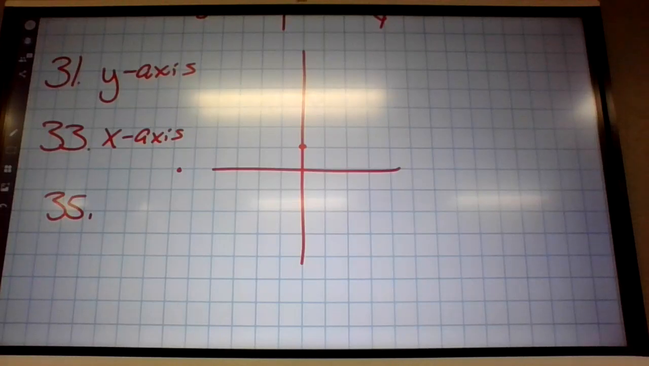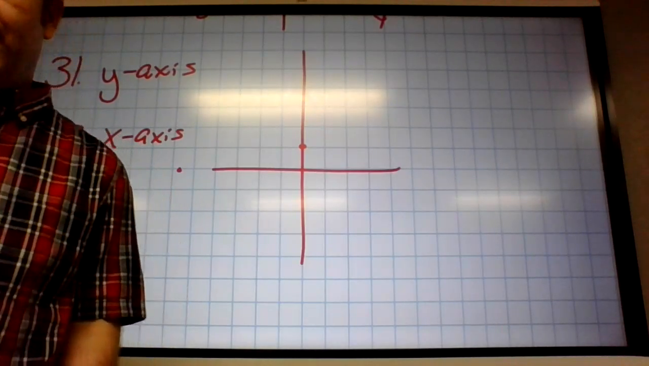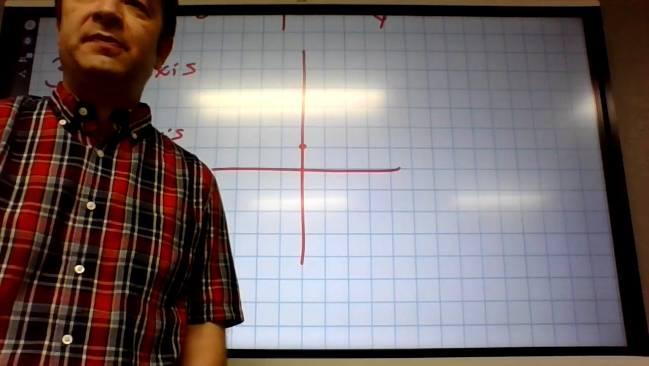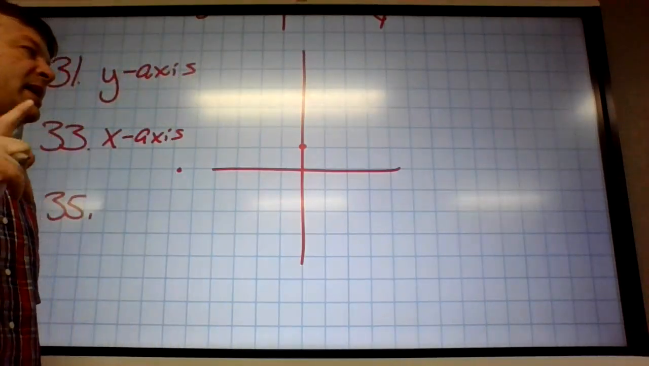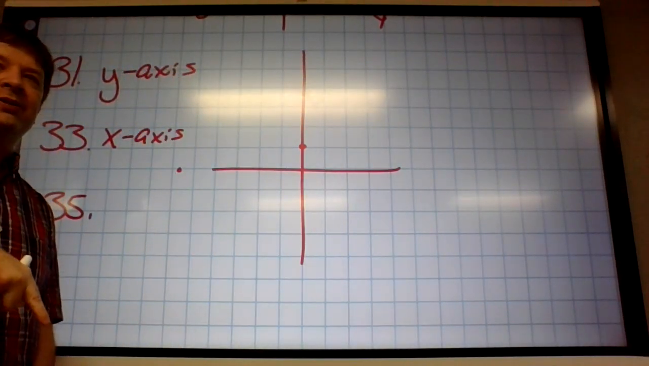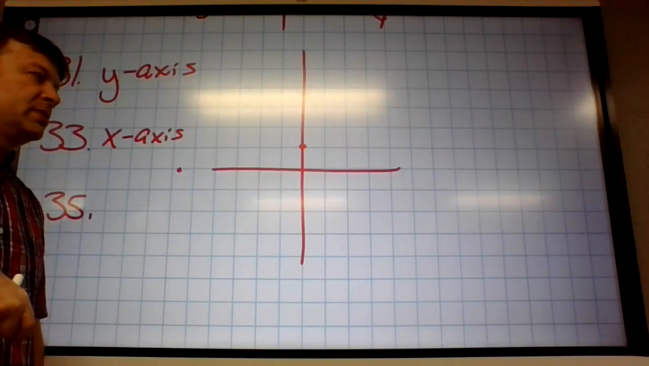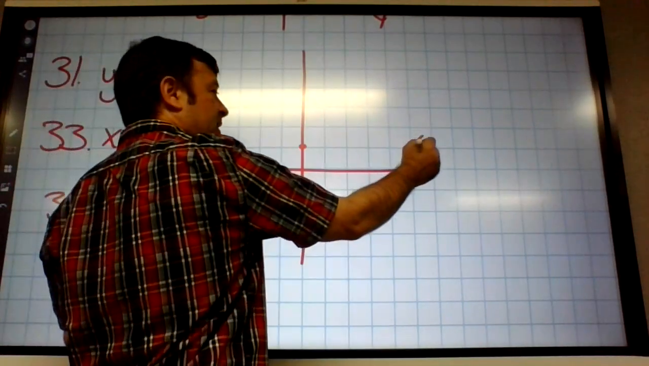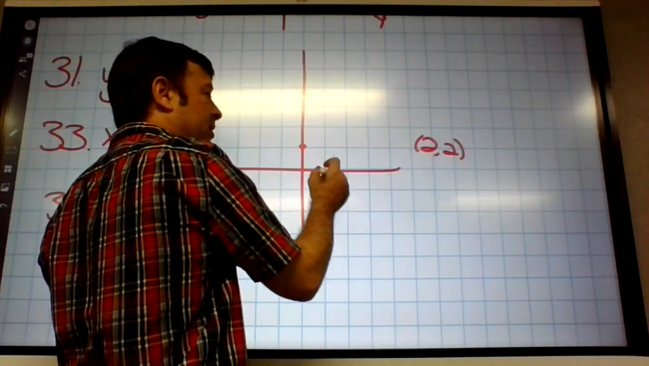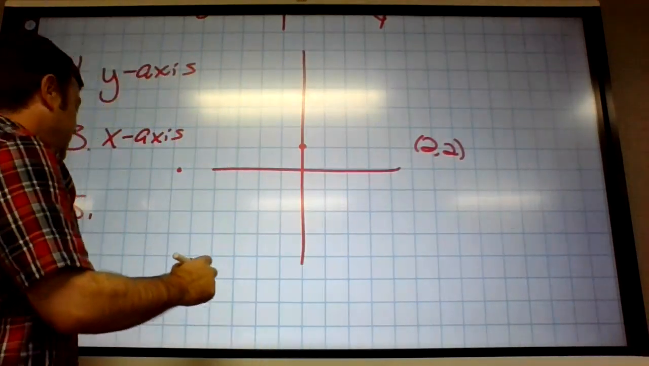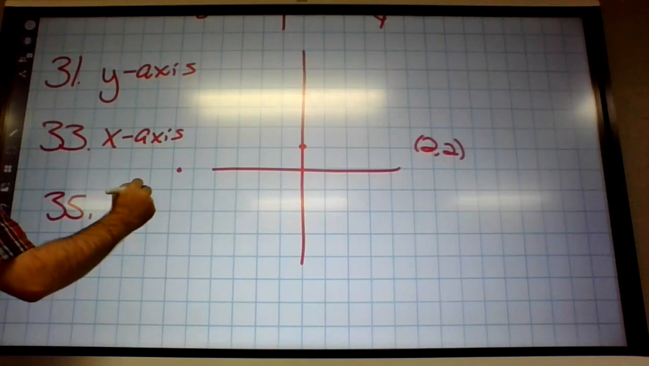Uno más. 35, a point at which both coordinates are positive. So, Austin, we're still asking what quadrant is it in. So if both coordinates are positive, what quadrant will it end up in? The first quadrant. Right. So, for example, if you had like +2, +2, where are you going to be? Boom, boom. You're going to be over here somewhere. Okay. Yeah, it's first quadrant.